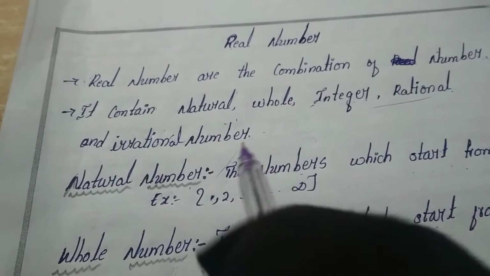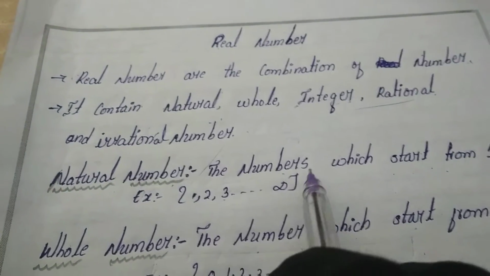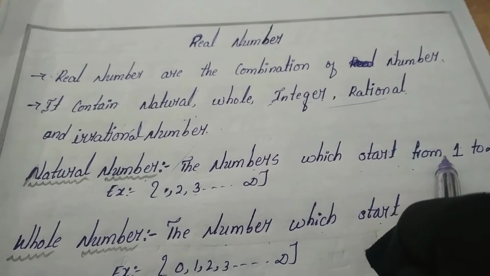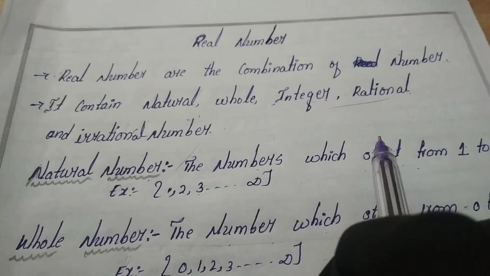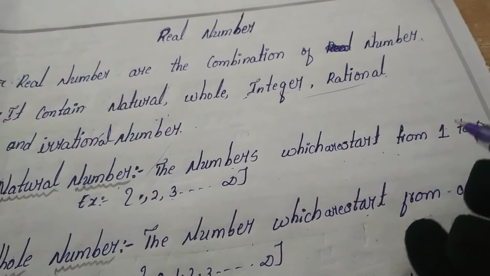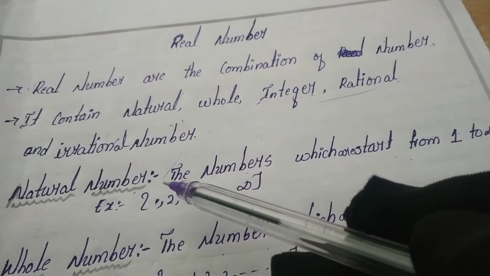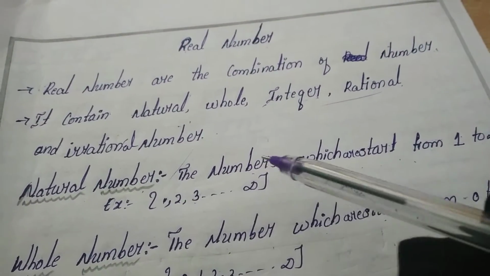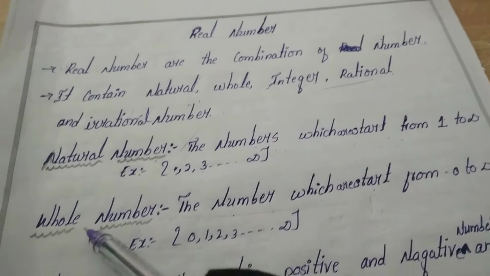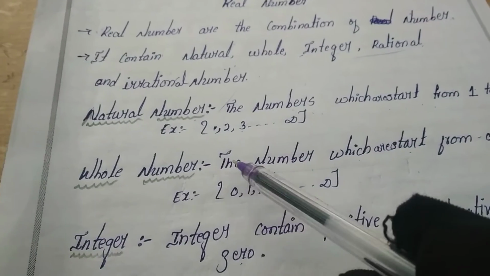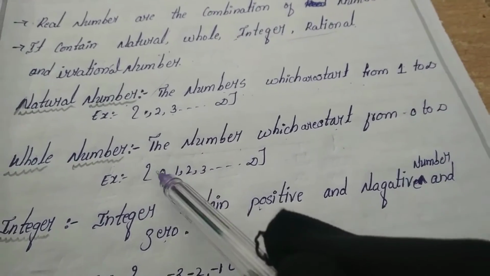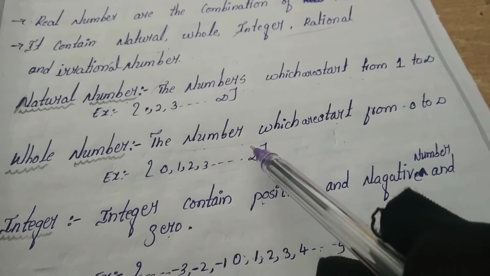First, we have to know what natural numbers are. The numbers which start from 1 to infinity are called natural numbers. For example, 1, 2, 3, and so on up to infinity. What is a whole number? A whole number is a number which starts from 0 to infinity. Examples are 0, 1, 2, 3, up to infinity.